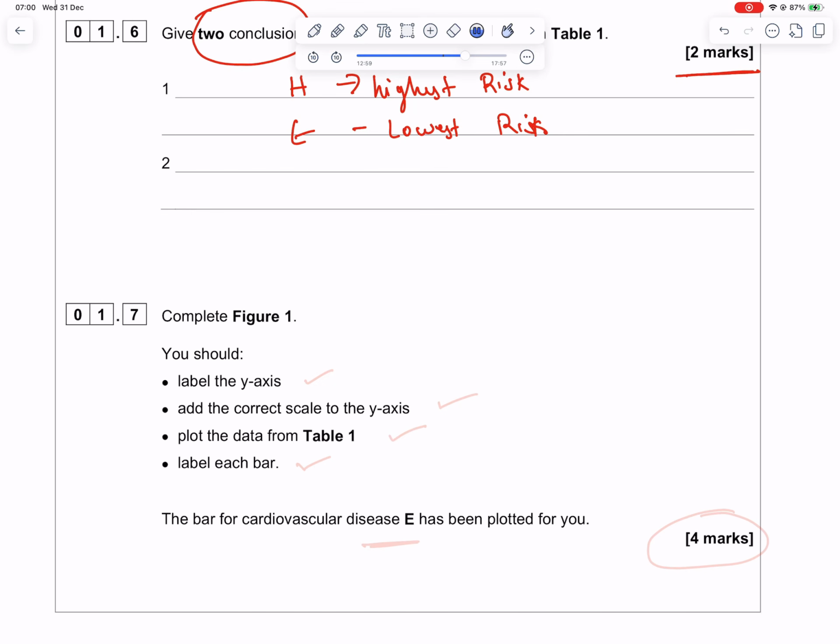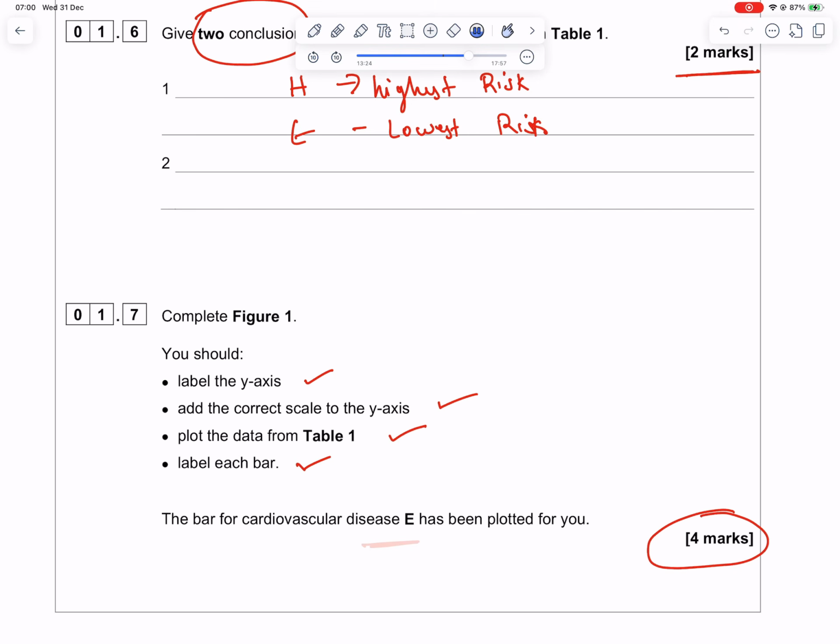Now here they've given you very specific instructions. This is a 4-marker. Now not every question will tell you, but here they've clearly told you what these 4 marks are for. They want you to label the y-axis, add the correct scale to the y-axis, and plot the data from table 1 and label each bar.